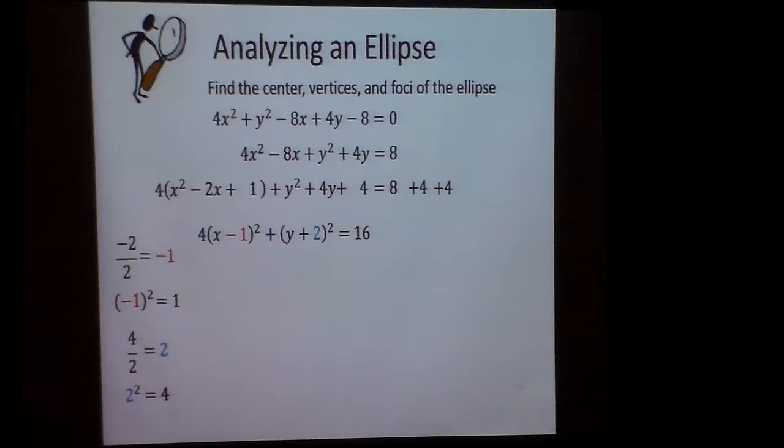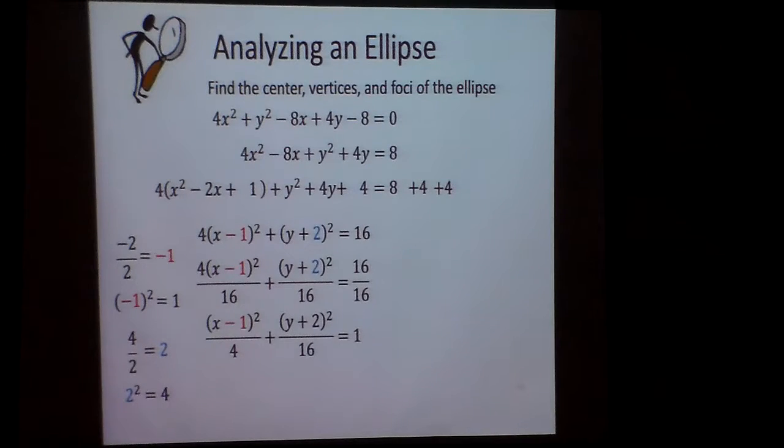Now remember, to have an ellipse, I need that to equal 1. So I'm going to take this, and that's because the number is 16, I'm going to divide everything by 16. I'm going to write it like that. Now what's nice, 4 will go into 16 how many times? 4. So I know this here.